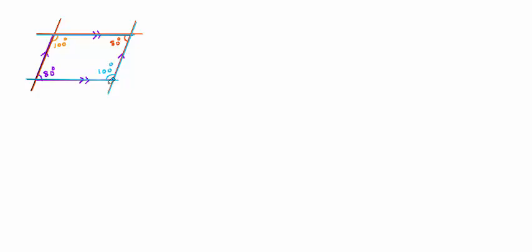Let's do another one. Let's have a straight line cut another straight line in such a way that if one angle is x degrees, the other one, let's say, is 4x degrees. Can you find the value of x? Well, because this is a straight line, we know that the angle on a straight line is always equal to 180 degrees.